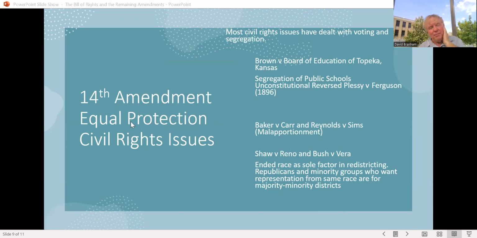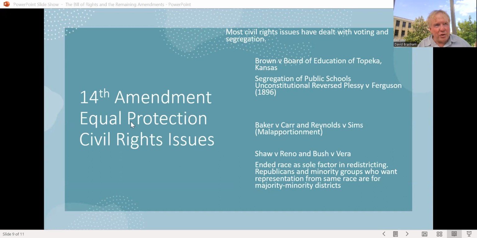Now, the 14th Amendment, equal protection of civil rights issues, also deals with, when we talk about civil rights, as you saw from earlier readings, equal treatment under the law. So the first case, the biggest case in history on civil rights, is the Brown versus Board of Education of Topeka, Kansas case, where the court ruled 9-0. It was a 9-0 vote. All 9 justices said that segregation of public schools was unconstitutional. That reversed the Plessy versus Ferguson decision in 1896.